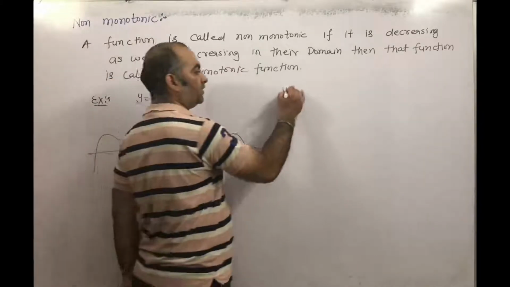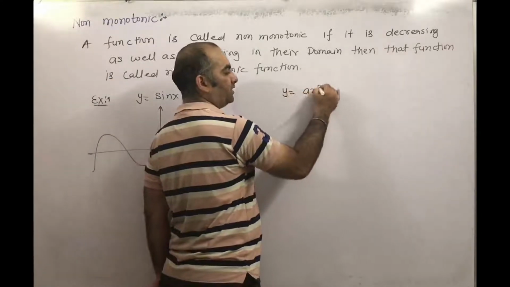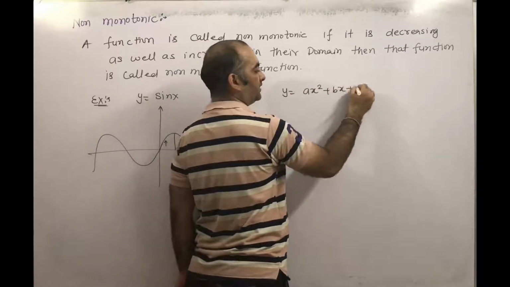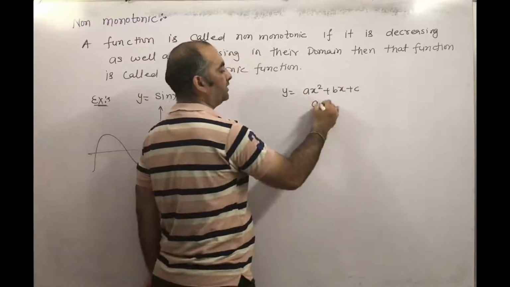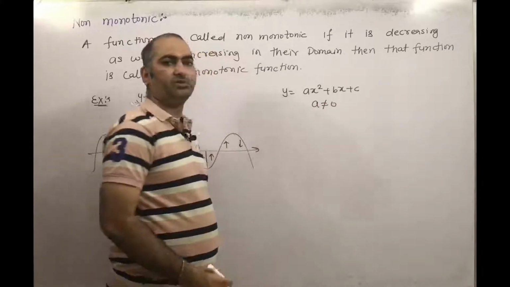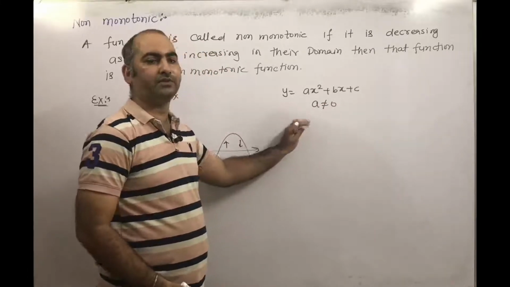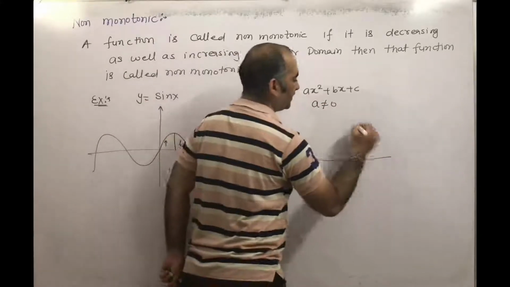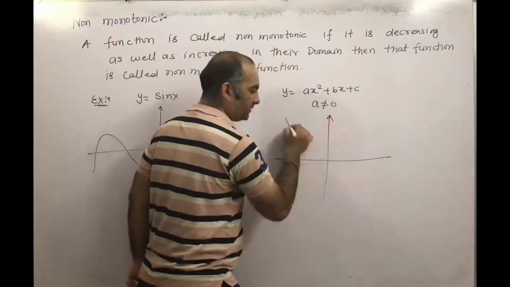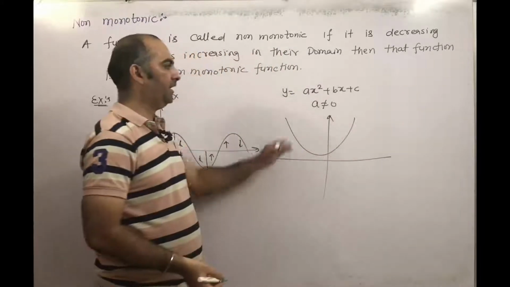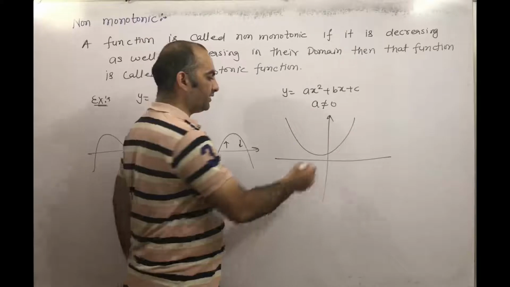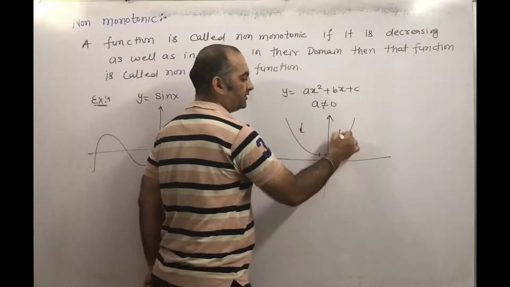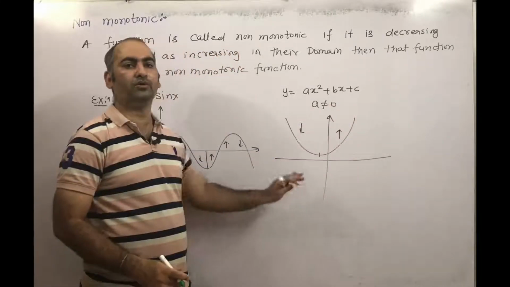Next example is y equal to ax square plus bx plus c, where a should not be 0. So this is quadratic equation, and this graph we know, it will come like that. It depends on the a value and discriminant. So you can say till here it is decreasing, then increasing. So this is also called non-monotonic function.